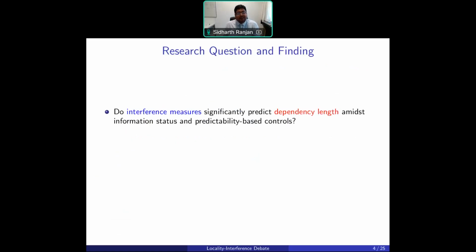So in this work, to meet this objective, we ask, do interference measures significantly predict dependency length in the presence of various cognitive controls such as information status and several predictability-based measures? And we find that yes, the effects of locality can be explained using more general retrieval interference-based effects. And in a way, locality is not only a function of decay, but memory interference too.